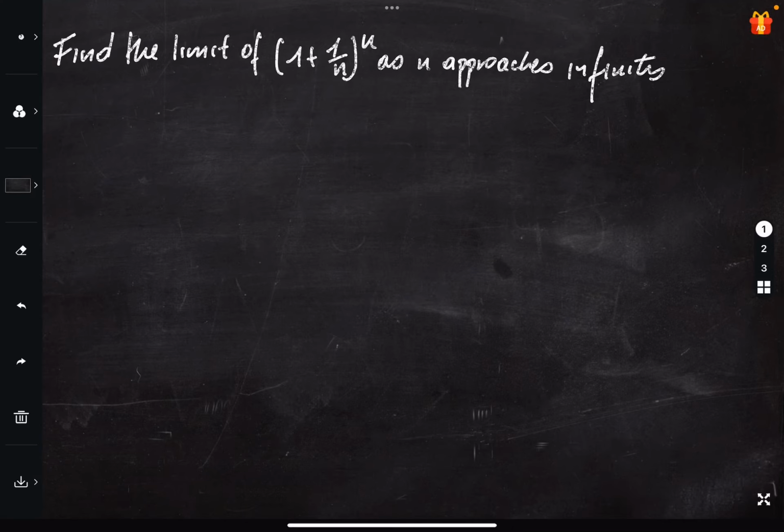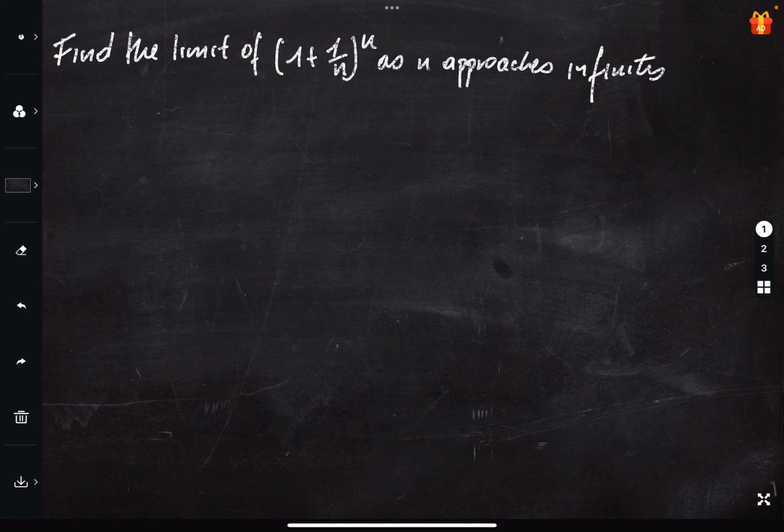Everyone, today I'm gonna be solving this problem where I'm being asked to find the limit of (1 + 1/n)^n as n approaches infinity. n could be anything, n could possibly be x, n could be y. So n is just a variable, just for you to know.